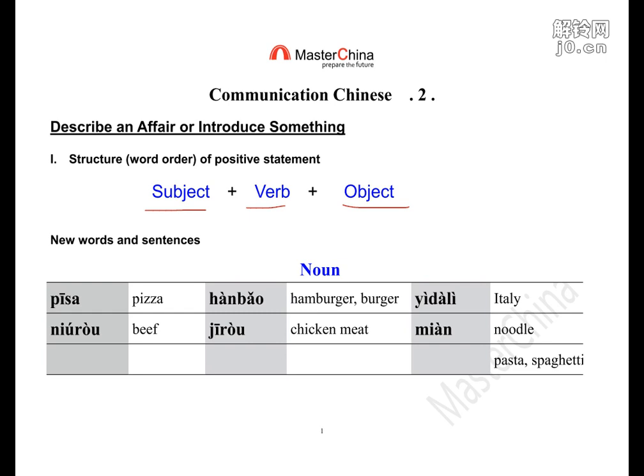So first one, pizza. Then, 汉堡. 意大利. Now you will say, 意大利 is not a food, it's a country. Yes, because I want to give you more food of Italy. So, I must introduce this word to you first.